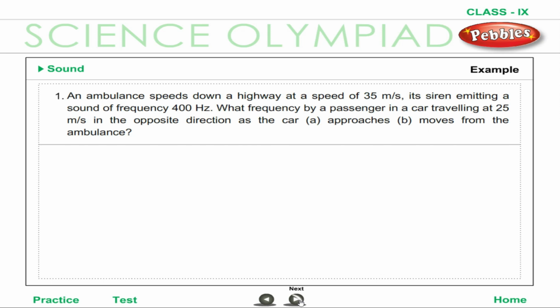Example: an ambulance speeds down a highway at a speed of 35 meters per second, its siren emitting a sound of frequency 400 Hz. What frequency is heard by a passenger in a car traveling at 25 meters per second in the opposite direction as the car A approaches, B moves away from the ambulance?